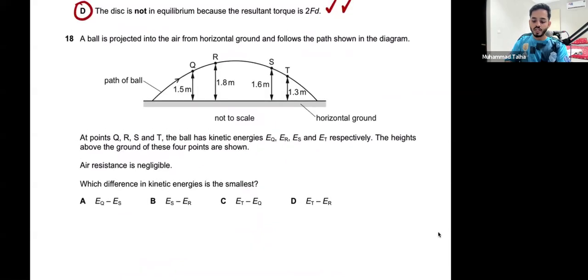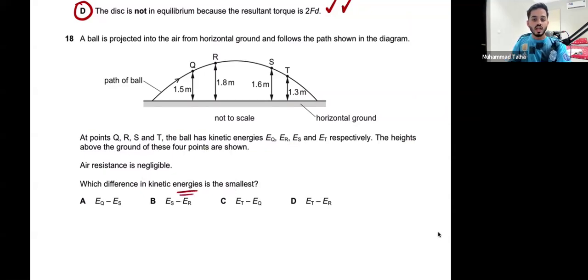17, a ball is projected into the air from horizontal ground and follows the path shown. At points Q, R, S, and T, the ball has kinetic energies EQ, ER, ES, ET. Heights are given. Air resistance is negligible. Which difference in kinetic energies is the smallest?